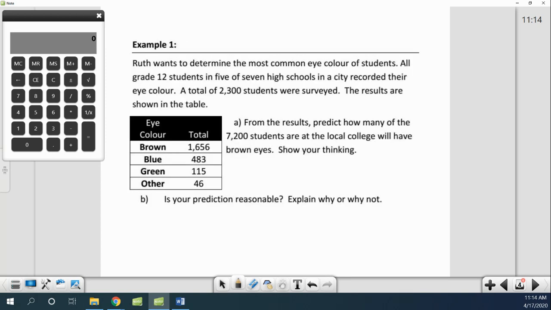All right, example 1. We're going to look at some math here. Ruth wants to determine the most common eye color of students.